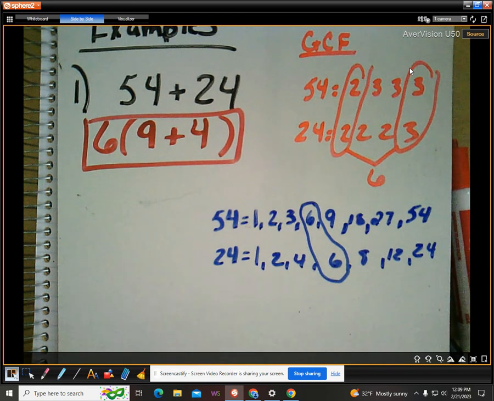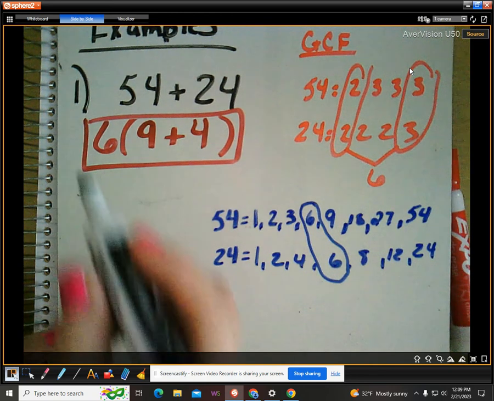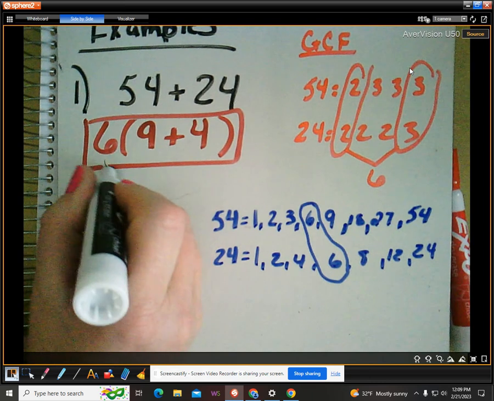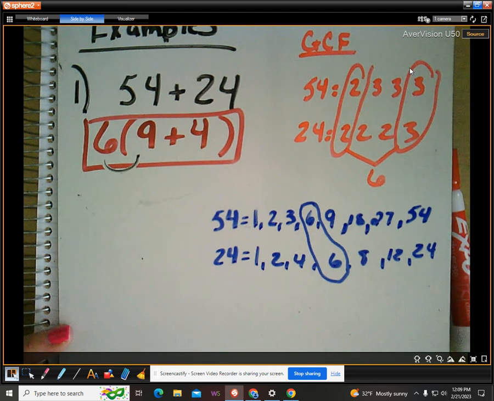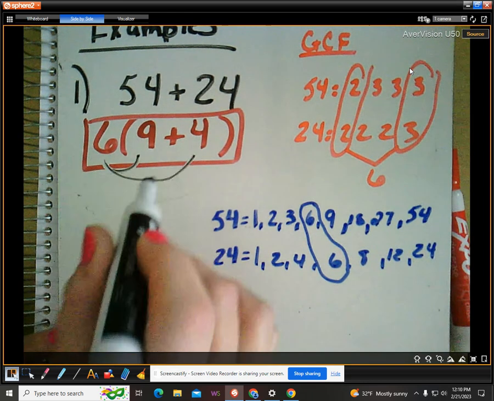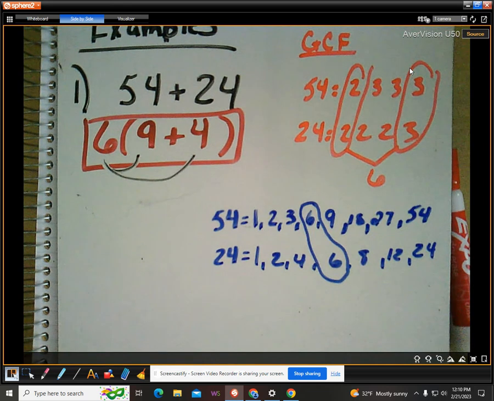You can always check to make sure you're right. Just do the distributive property in your head. If I took 6 times 9, that should give me my first number. If I take 6 times 4, that should give me my second number. If it didn't, you're wrong. If it did, then you're right. You should always know, when you factor something out, if you're right, by doing distributive property and seeing if you get your answer. Okay?